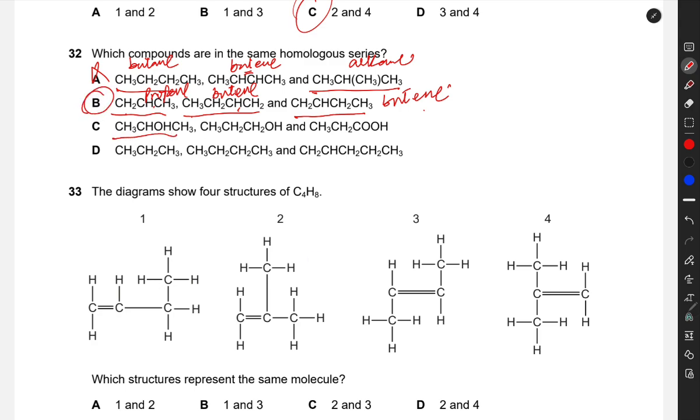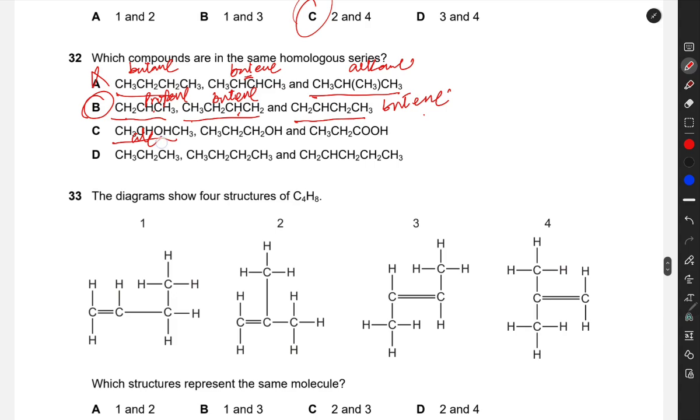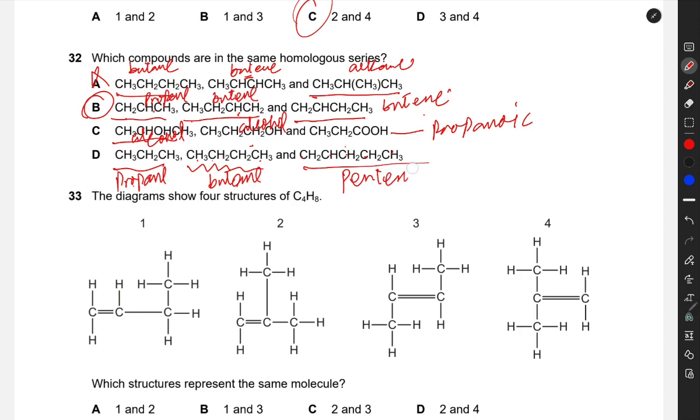This is an alcohol, because OH is there. This is also an alcohol. This is a carboxylic acid, propanoic acid. This is propane. This is 1-butane, and this is pentene, because a double bond is present between the CH and CH2 over here. So B option is the correct option.